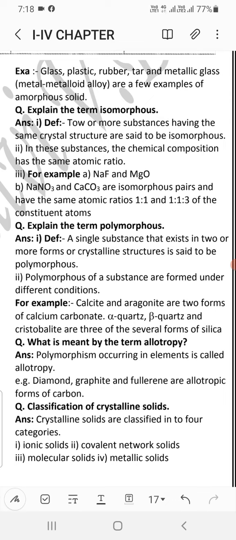That is known as allotropy. Example, diamond, graphite and fullerene are allotropic forms of carbon. Okay, that is allotropy. Next one, classification of crystalline solids.